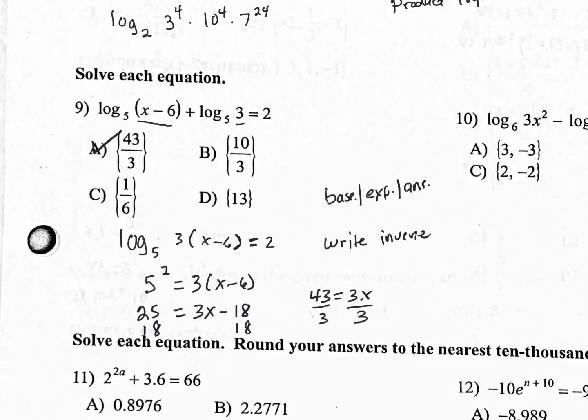Now remember the way I taught you in class how to check. You substitute. So in your calculator, you would type in log, and then the base is 5, and then what you would type in is parentheses 43 over 3 minus 6, plus log base 5 of 3. And remember, you would want to get 2.